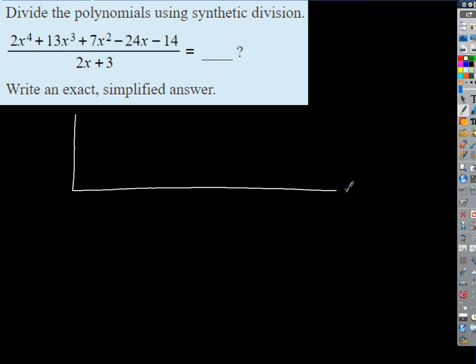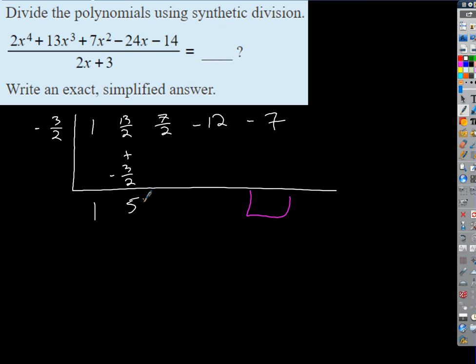We don't have much time. Let's go through this one together. So what goes out front? -3 halves. What are the coefficients on top? 1, good, -7. Okay, so we drop the 1 down, times -3 halves. It's -3 halves, and we add. What do we get? Yeah, 5. 10 halves, which is 5. Good.